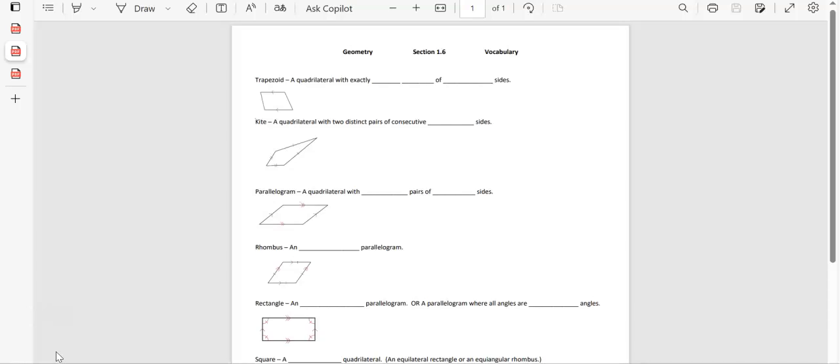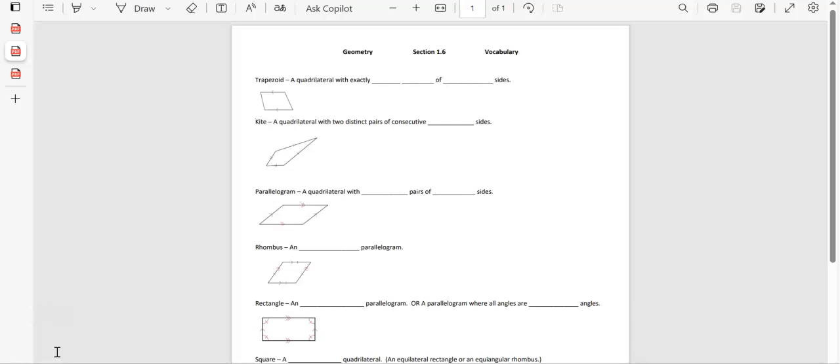So we talked a couple lessons ago about what a polygon is, and then of course a quadrilateral is any four-sided polygon. So today we're going to look at specific types of quadrilaterals. The first type we're going to look at is a trapezoid. And a trapezoid, again, is a special type of quadrilateral. So we have the general types, and then we have some more specifics.